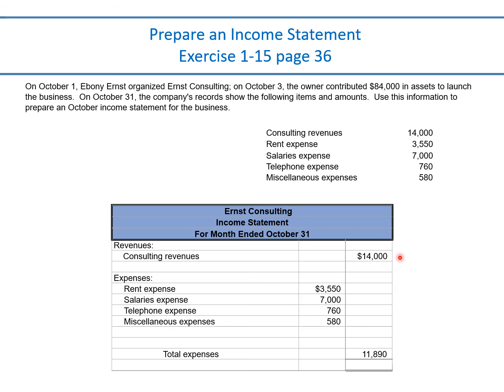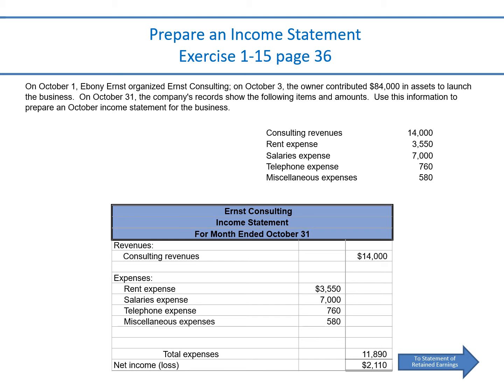And then you have to compute your net income or your net loss. In this case, we have revenue that exceeds our expenses, so we're going to have net income. So revenue of $14,000 less expenses of $11,890. So we have net income of $2,110.